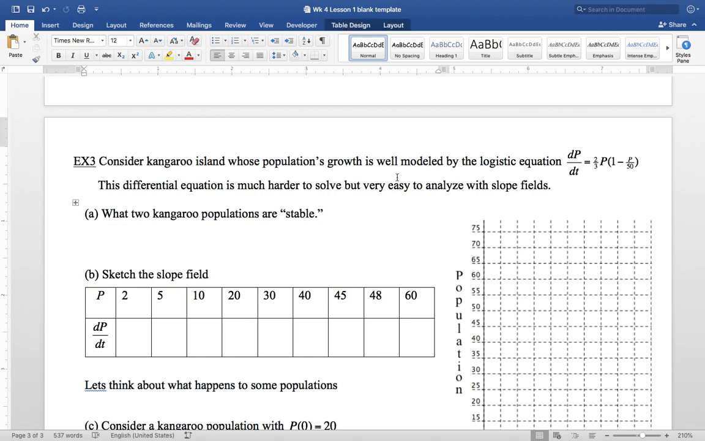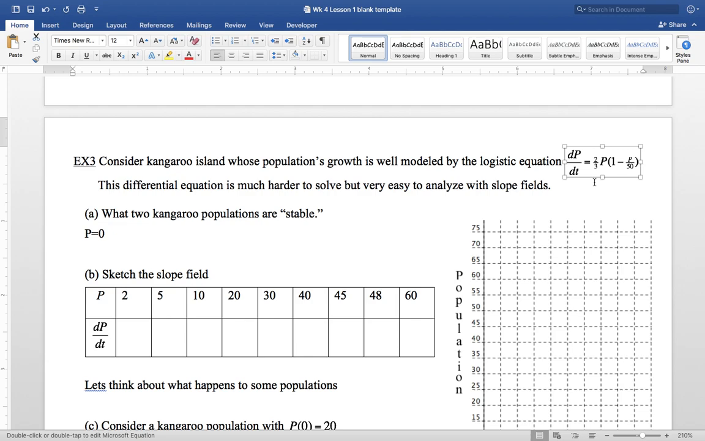So certainly, if P equals 0, then yep, the population will be stable because its derivative will be 0, which makes sense physically. Because of course, if the population is 0, then there are no kangaroos, they're all dead, no population growth. Okay, that makes sense.